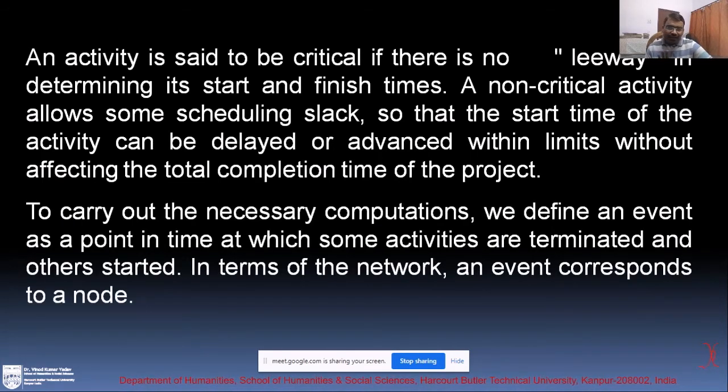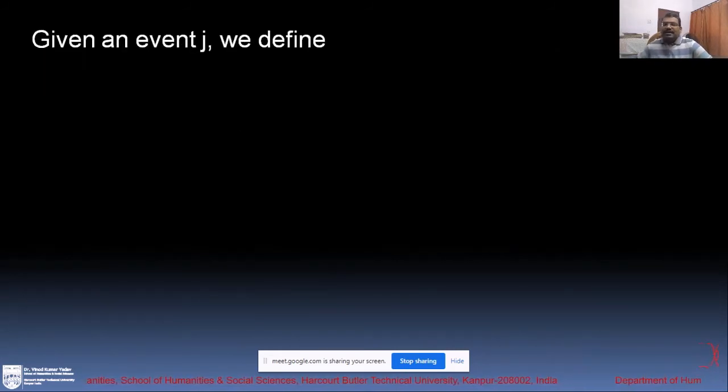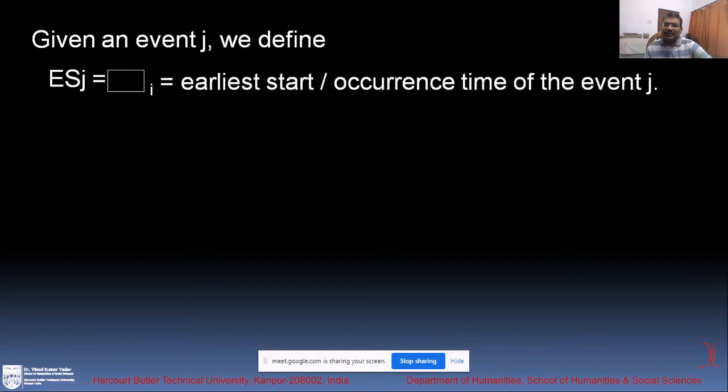To carry out the necessary computation, we define an event as a point in time at which some activities are terminated and others started. Look at this. Suppose event J is there. J is considered as a node, right? So we define the earliest start time at node J, say for example with a square, and on the network it will be depicted as a square. So it is the earliest start and occurrence time of the event J.